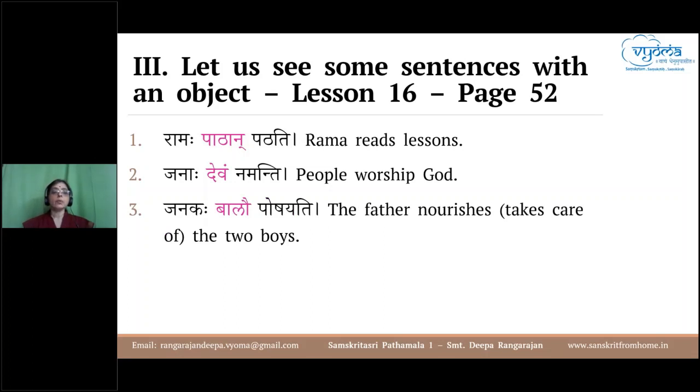Janakaha Balau Poshayati. The father nourishes or takes care of the two boys. So here Balau is the object. Whom does the father take care of? The two boys. So here it answers the question whom. So it is object and so it is in Dvitiya. Balaha balo balaha, balam balo balan.